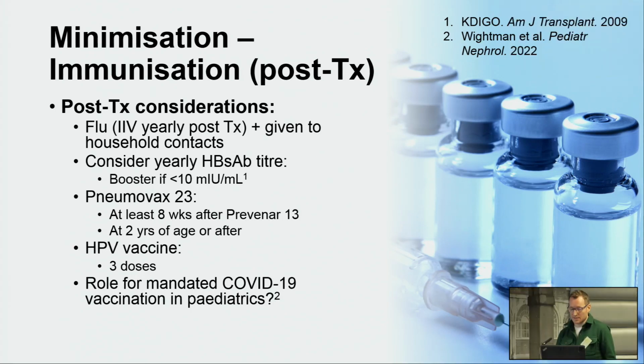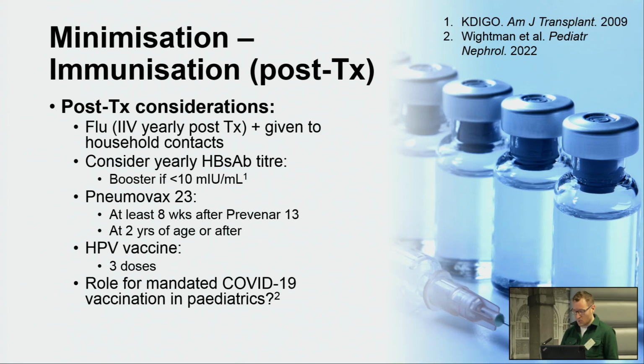So flu vaccine, we would advise our patients get yearly, and it should be the inactivated influenza vaccine, which is given as an IM injection rather than the nasal spray, and household contacts should be given the flu vaccine as well. You would consider yearly monitoring of Hep B surface antibody titers, and you should booster them if their levels drop below 10 microunits per mil.